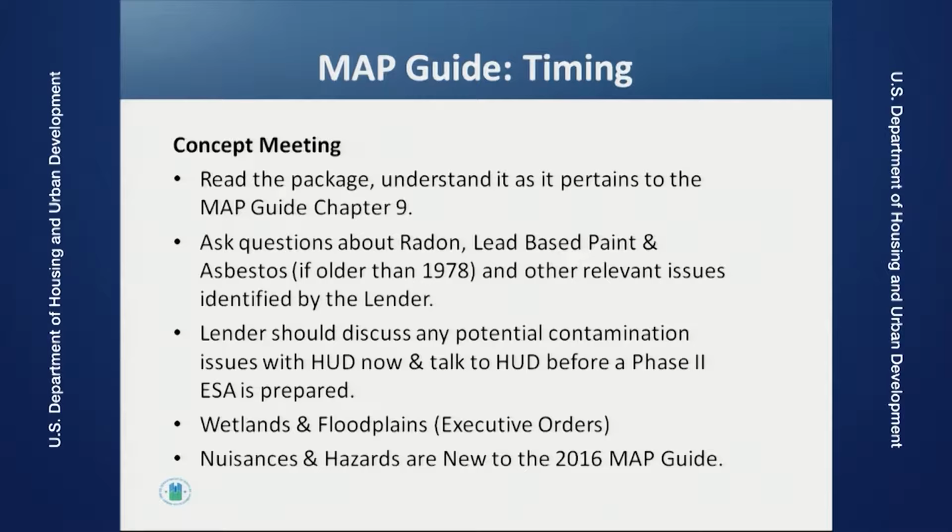I usually like to emphasize wetlands and floodplains because we have executive orders. Nuisances and hazards are now new for the 2016 MAP Guide. They're discussed in greater detail. And very often, if you've got more than 200 units, now is the time at the concept meeting when you would invite the field environmental officer in to review the package and talk with the lender. They're going to have final sign-off authority after you, so getting them involved early and often is the best scenario.